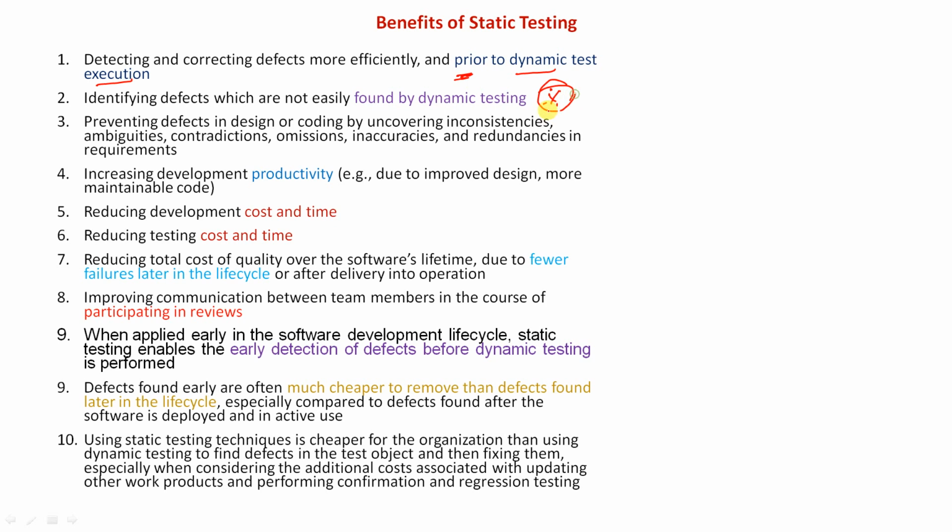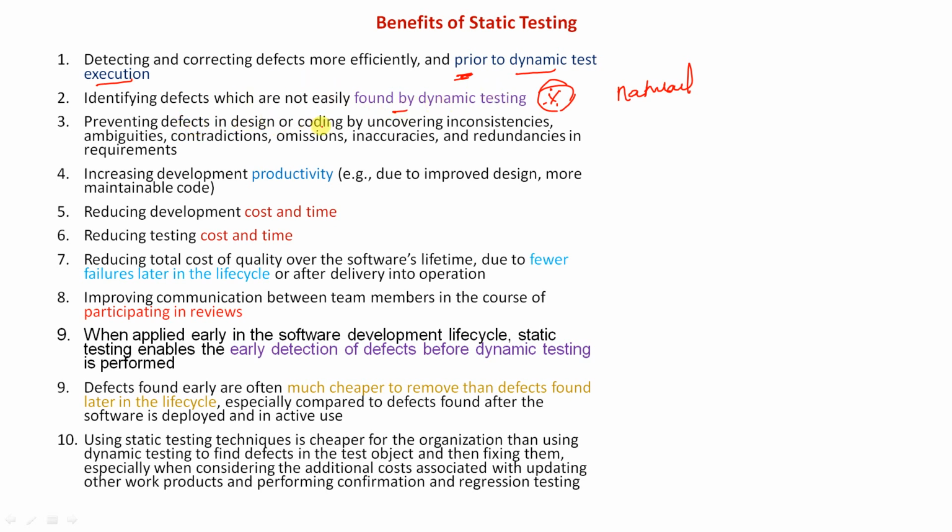Say, for example, as I said in the last point on the previous slide, the natural language. When they translate from the natural language to English, they may give some different meaning. With a different meaning, the software may be developed. So however many times you execute it, you can't find defects in the software on the execution part. So you have to catch those defects in static testing. That is what this point means: identifying defects which are not easily found by dynamic testing.